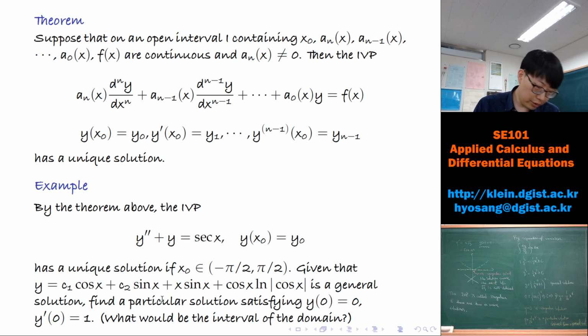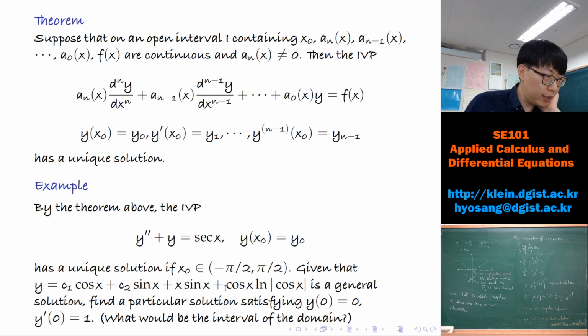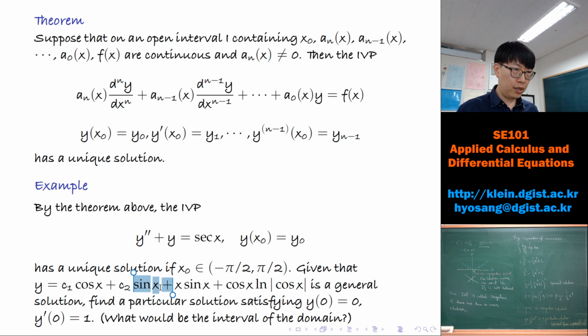Now here's the important question. Now we have a solution and I want to draw my solution curve. What's the domain of this solution? What is the domain of definition of the solution curve? How far can I draw my solution? So looking at the solution formula, because we already have the solution, cosine x is defined on the entire real line, right? Sine x is also defined on the entire real line, and x sine x also, cosine x also.